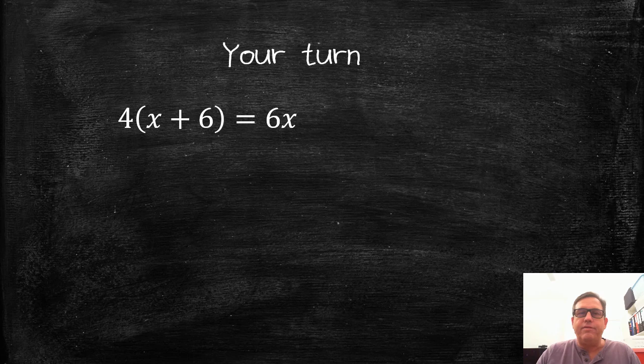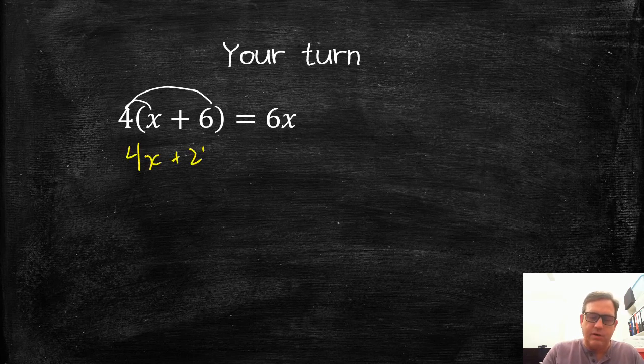Okay, I want you to pause the video and you try this one, and I'll see you in just a couple minutes. Okay, so our options are divide both sides by 4 to start with. And if I divide 6x by 4, I'm going to end up with a fraction, so I don't like that option. So I can multiply out the brackets on the other side. And if I do that, I get 4x plus 24 equals 6x.